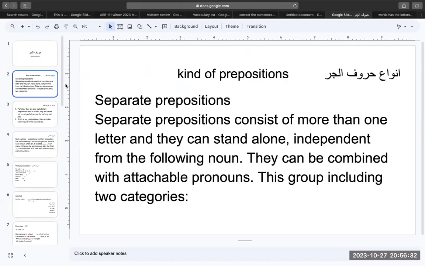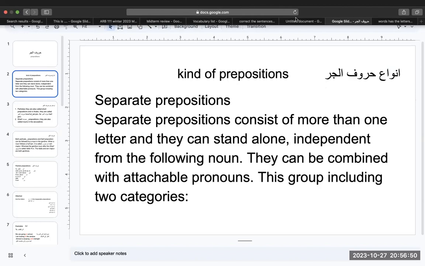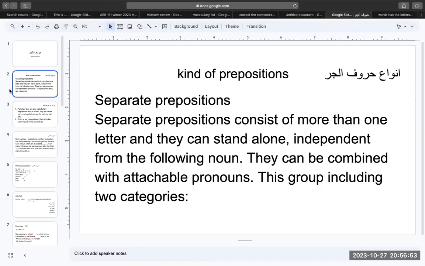So here in this slide, I want to talk about the kinds of حروف الجر, أنواع حروف الجر. The word أنواع is plural for the word نوع. نوع is singular, أنواع is plural, and نوع means type or kind, okay? Kind or type. Okay, شباب?